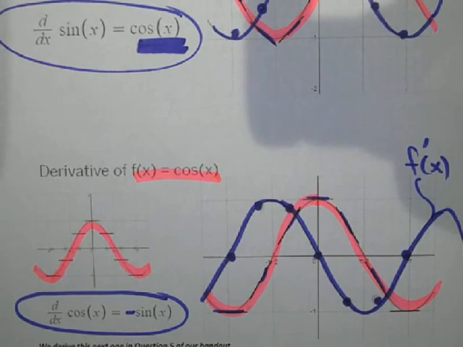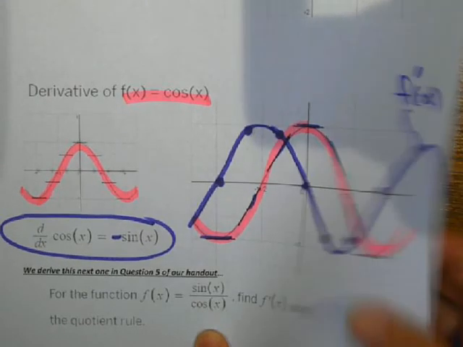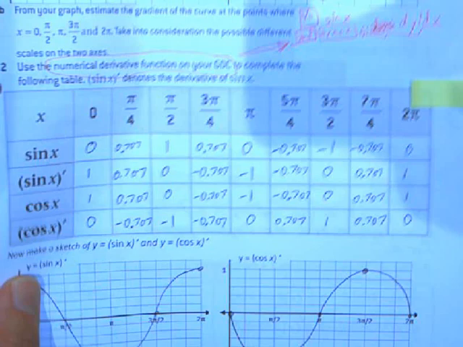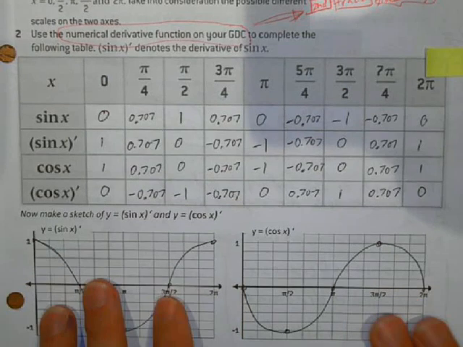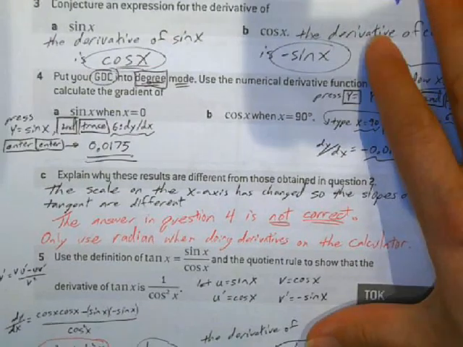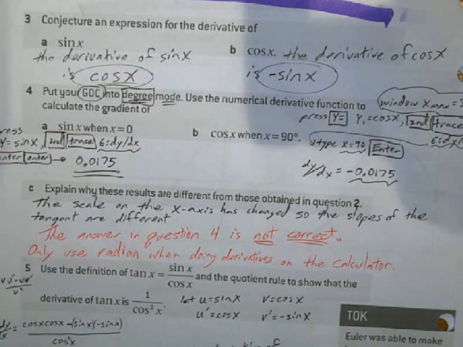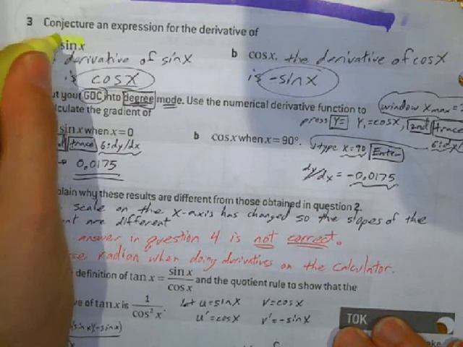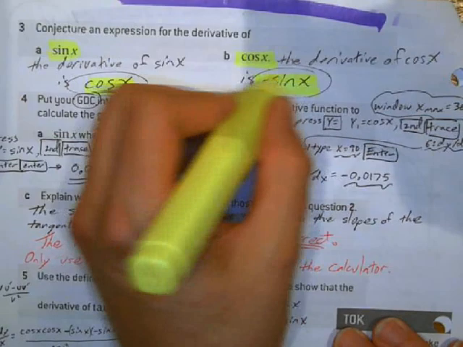Okay, and then question number 5, we figure out how to do cosine x. It's okay if you didn't spend that much time on this here. Basically, the Desmos activity takes care of this investigation. So we just said that the derivative of sine x, we've realized, is cosine x, and the derivative of cosine x is negative sine x.